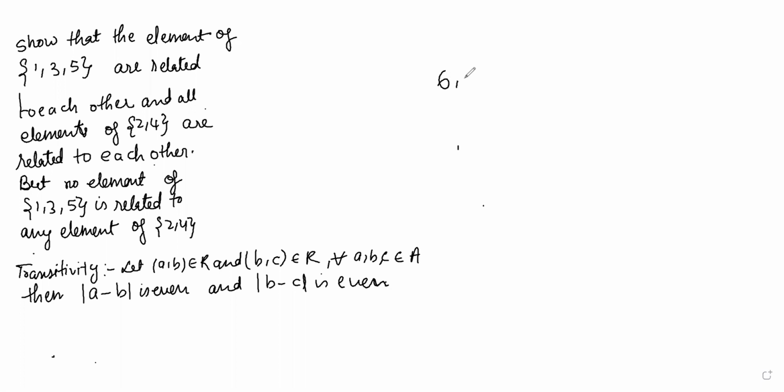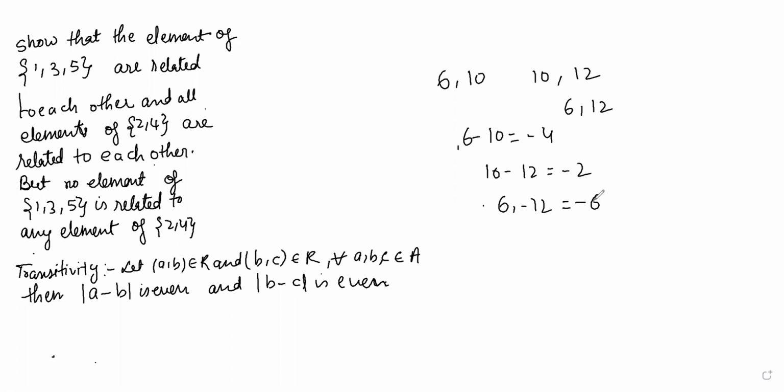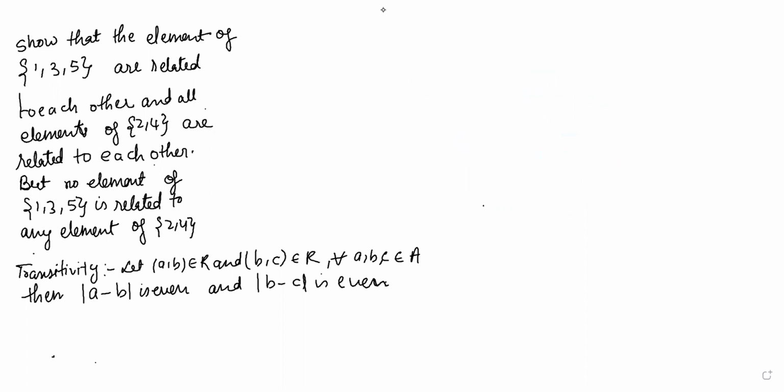If I'm taking 6 and 10, 10 and 12, and 6 and 12, then beta, 6 minus 10 will come minus 4, which is even. 10 minus 12 is minus 2, which is even. Now 6 minus 12 is minus 6, which is again even. So it is fulfilling the transitivity condition. But here, beta, the A, B and C you took, all numbers are exactly even. Now next, the case for odd. Then take three odd numbers: 3, 5, 7.